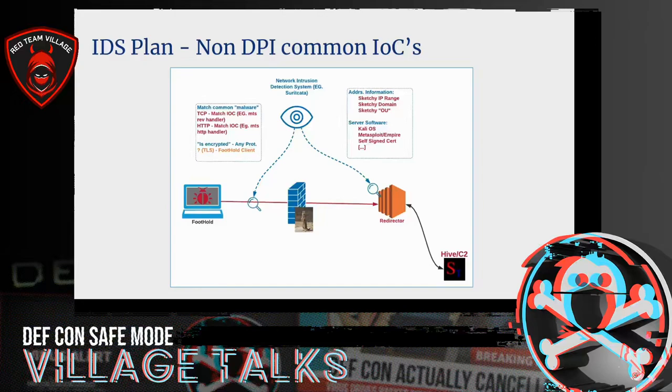So the blue team will start to look at things like sketchy IP ranges, or if we are using some kind of service like Amazon or Azure, they can start to look at the domain, right? Which kind of domain we are using. And if we use something like domain fronting, they start to look at which kind of operating system or software is listening to the connection, right? Which kind of certificate is this server serving, is it self-signed or not?